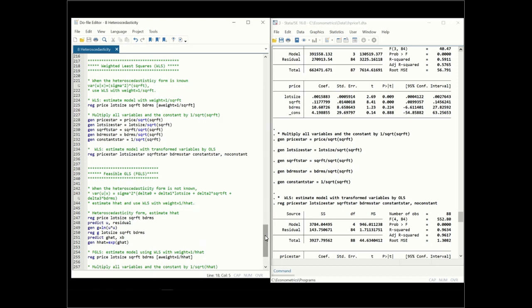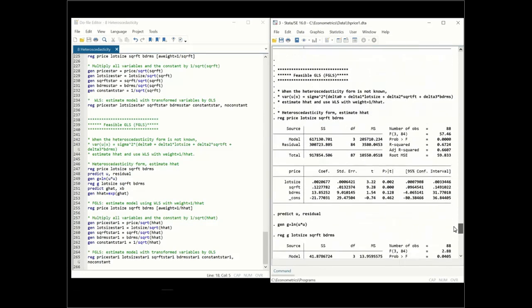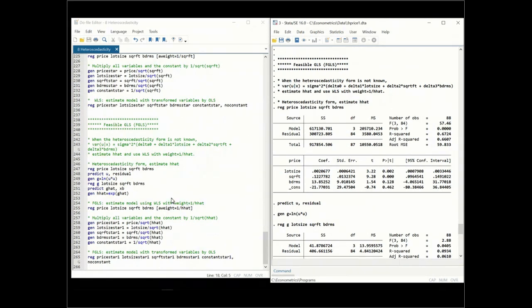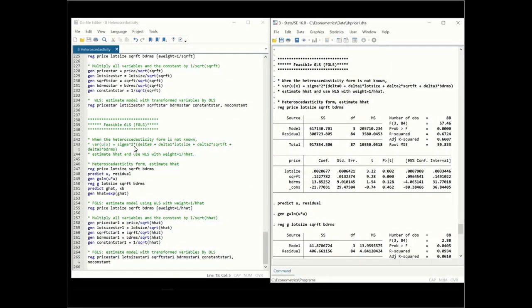This is actually not very typical, to know the form of the heteroscedasticity. When we don't know it, we actually have to estimate it. So how we are going to do this is we would assume that the variance of u given x would be sigma squared times this expression here, and I would have the exponent of this expression.